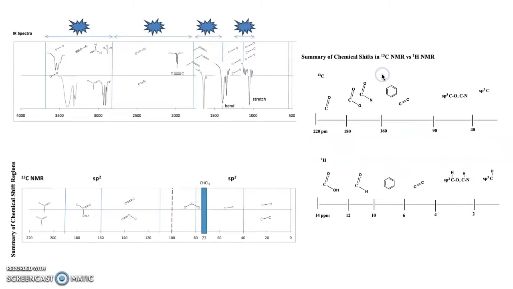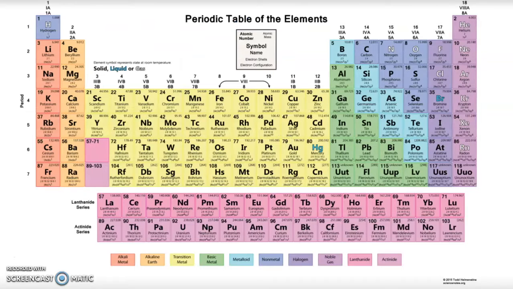Now, some other things that I found helpful were these charts of chemical shifts and spectra that were found in our reading and our homework, as well as I just like to keep our periodic table of elements on hand, especially when looking at electronegativities of atoms. Now let's get started.